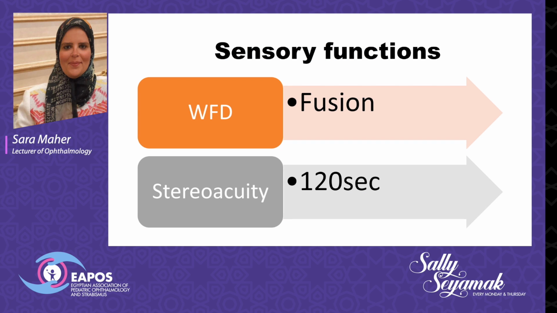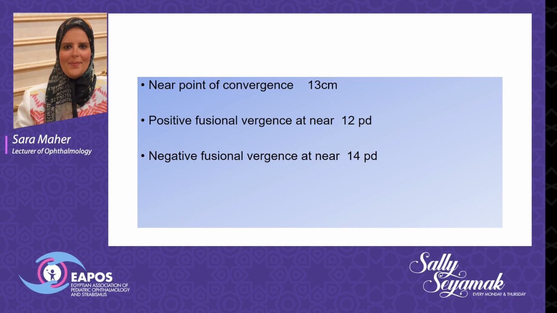Regarding the sensory functions, on the Worth 4-dot test he has fusion, and he has a near stereo acuity of 120 seconds of arc. His near point of convergence is around 13 centimeters. He has 12 prism diopters of positive fusional vergences at near and normal negative fusional vergences at near of 14 prism diopters.